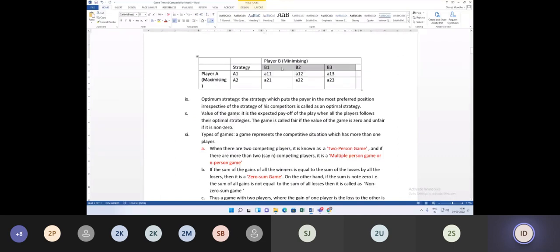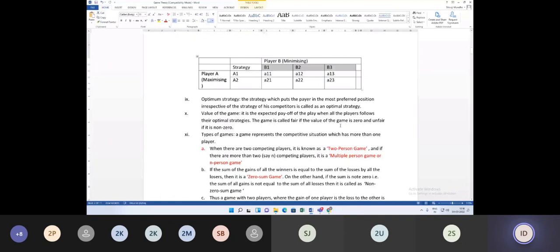Whichever is selected is called an optimal strategy, and this optimal strategy is to be selected depending upon the game concept, that is the value of the game. So we have to work out the expected payoff of the play when all players follow their optimal strategy. The game is called fair if the value of the game is zero.